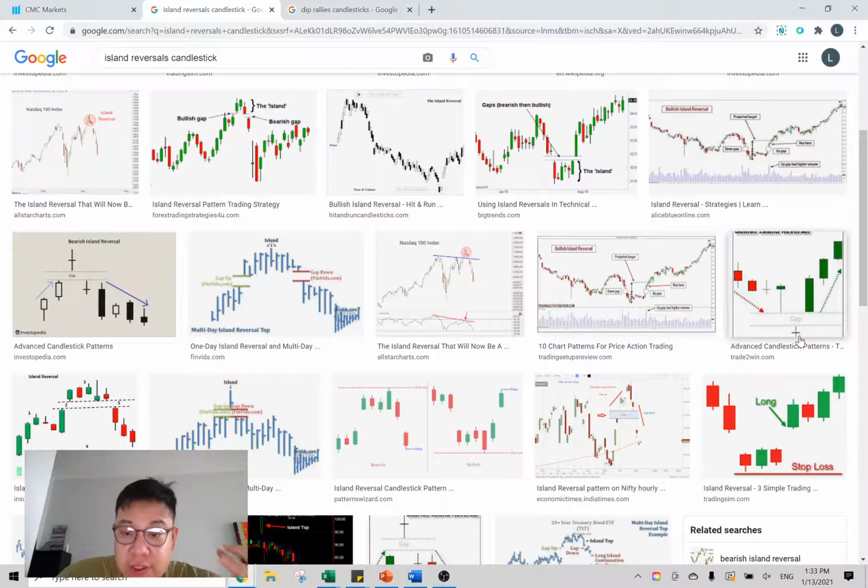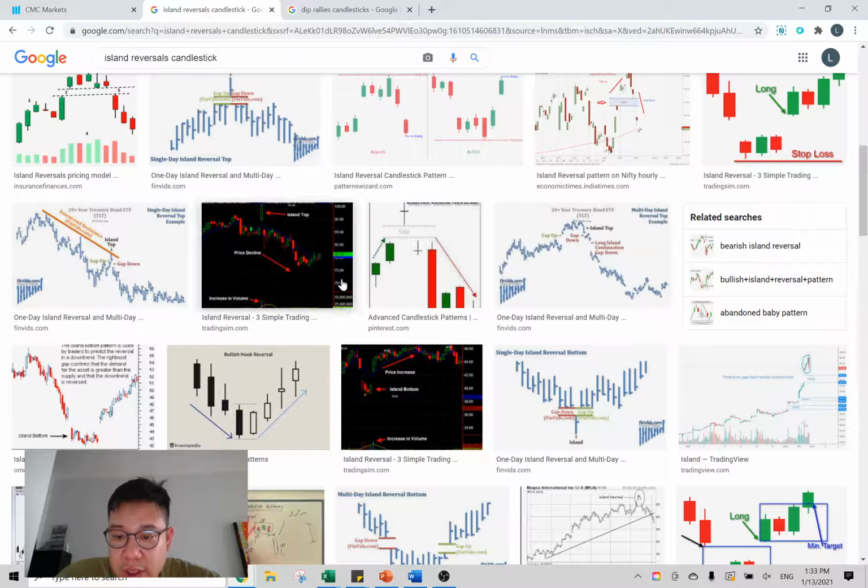So it will stand out from the chart. It's very obvious. It's like an island on its own. Okay, so that's island reversals. Maybe we don't use that so much for now, but if we do see it, just take note of that.